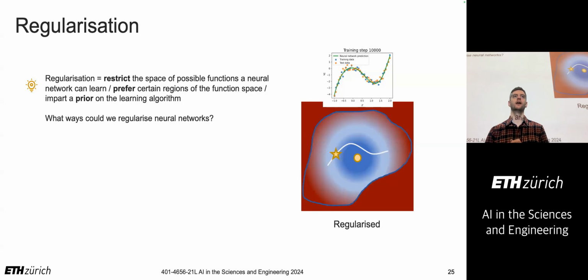So I've got a little task for you. I want you to have a quick conversation with your neighbor, and just think about the different ways that we could regularize a neural network. There are actually many ways to regularize, so have a brainstorm, and then I'll ask you some of the ways you thought of. So you've got 2 or 3 minutes.